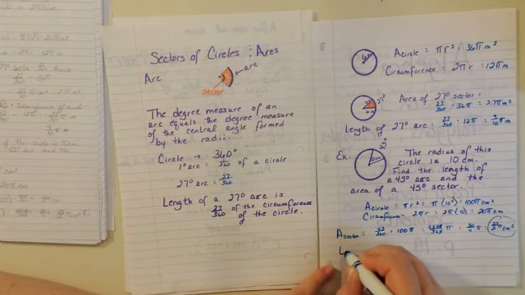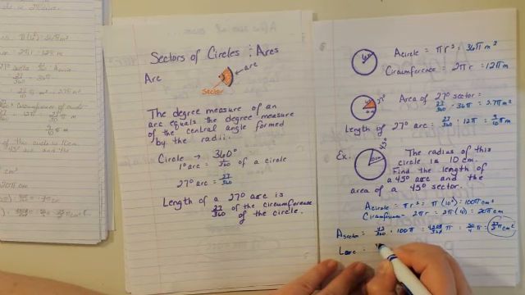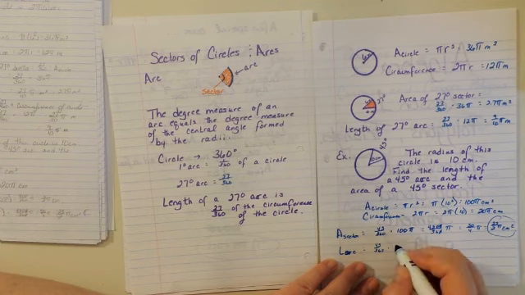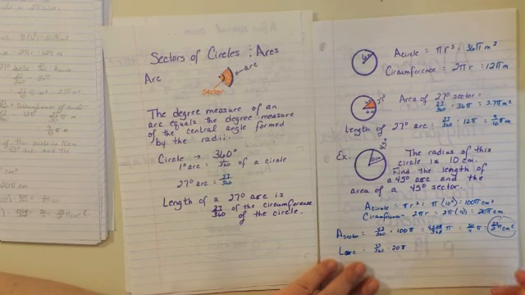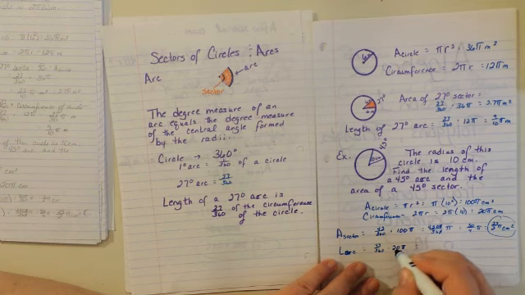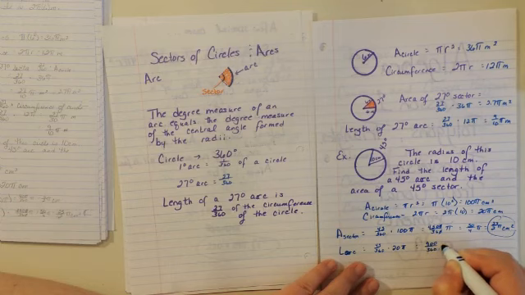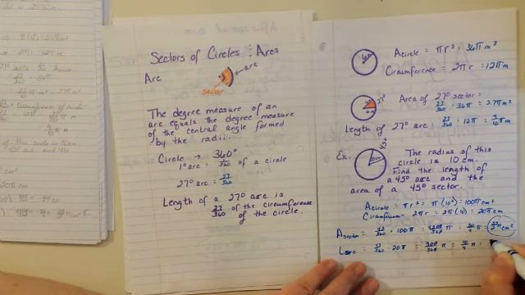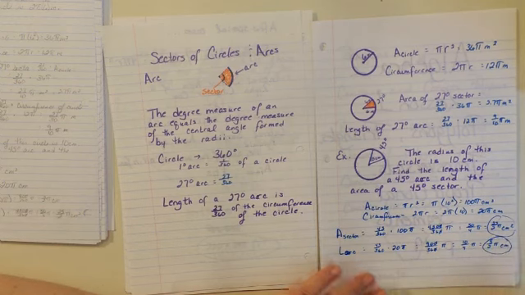The length of the arc is going to be 45 over 360 times the circumference of the circle, which is 20 pi. Okay, so 20 times 45 is 900 over 360 pi. We can take out a 0 on both sides, and once again we can divide both sides by 9. We get 10 over 4 pi, which equals 5 over 2 pi centimeters. And that is the length of the arc.